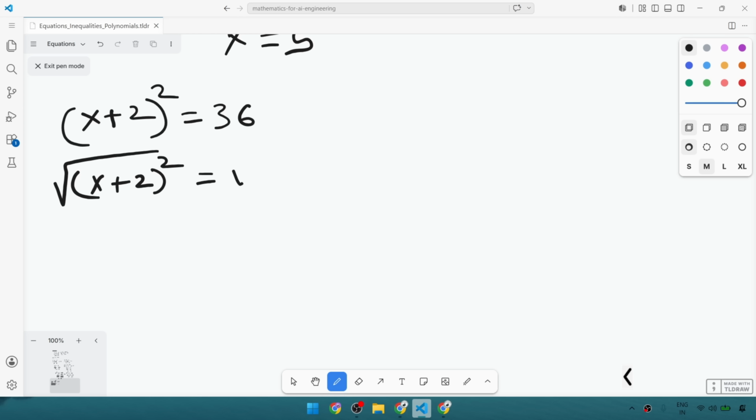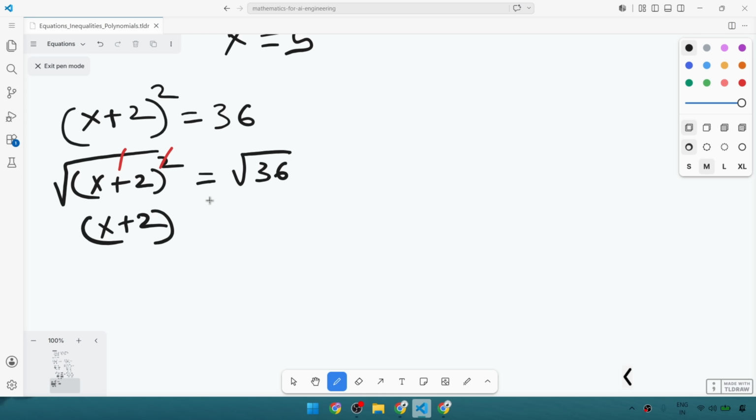So equals to and then square root of 36. And here this particular square root and this square will get cancelled out. So what we are going to get? We are going to get x plus 2. You can put this parenthesis for now.